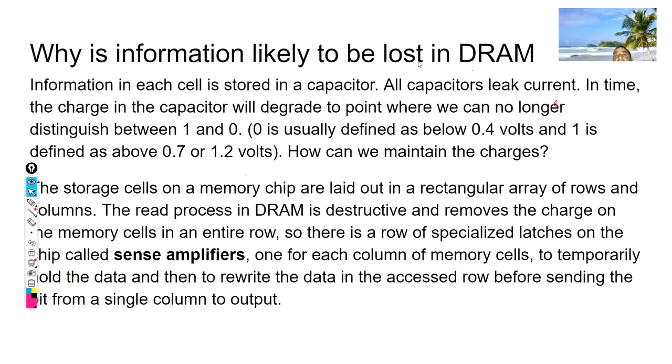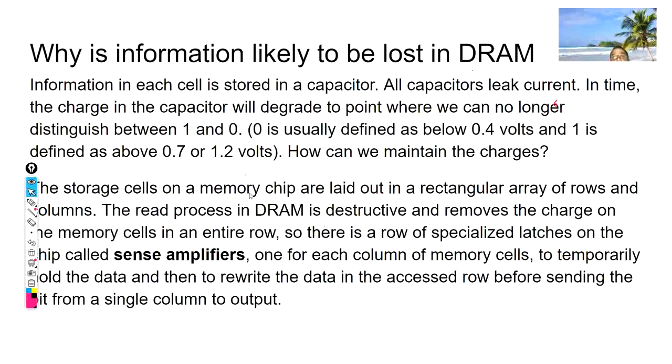Why is information likely to be lost in DRAM? Information in each cell is stored in a capacitor. All capacitors leak current. They're not perfect stores of current. In time, the charge in the capacitor will degrade to a point where we can no longer distinguish between a 1 and a 0. In other words, the value will become like 0.8, you know. How can we maintain the charge?